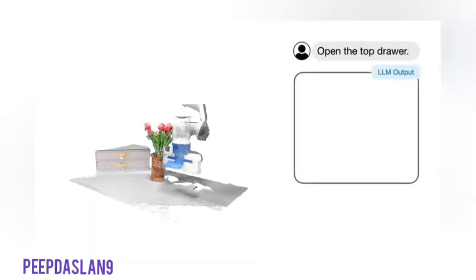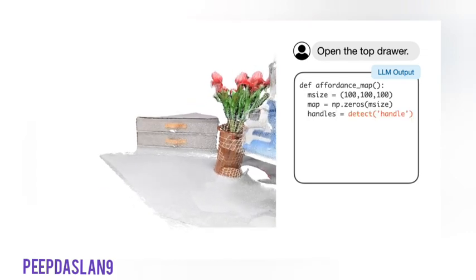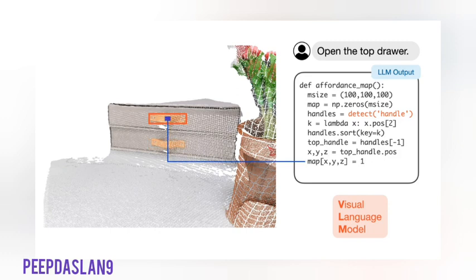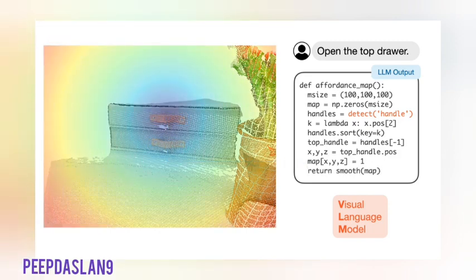Now we show an example of extracting affordances for the instruction "Open the top drawer." First, the language model generates code to initialize an empty voxel map over the robot workspace. Then, it invokes the visual language model to identify the relevant objects or parts for the task. In this case, the two drawer handles are detected, and the top drawer handle is selected by the language model. Finally, the language model assigns an affordance value to the voxel of the top drawer handle. We also apply smoothing operations to propagate the values to the full workspace.